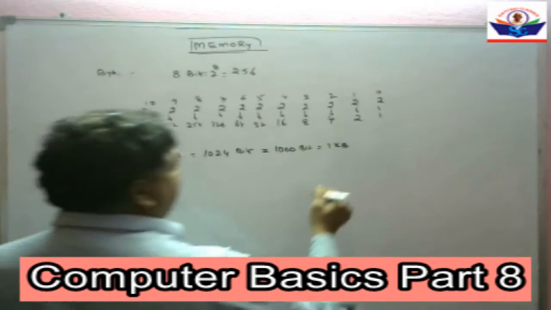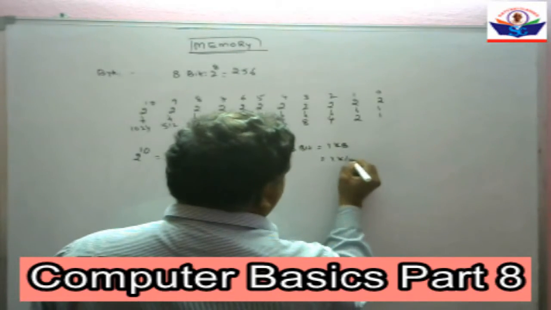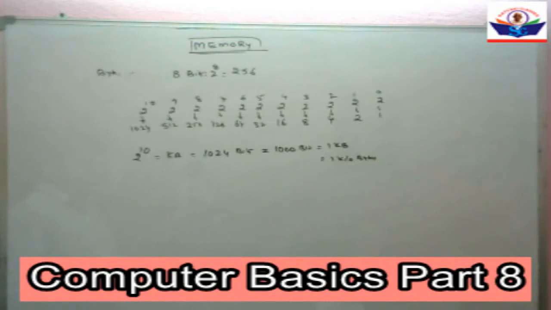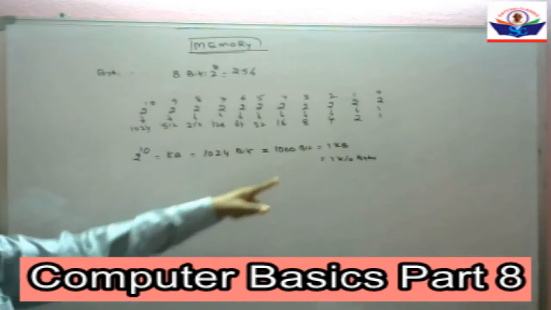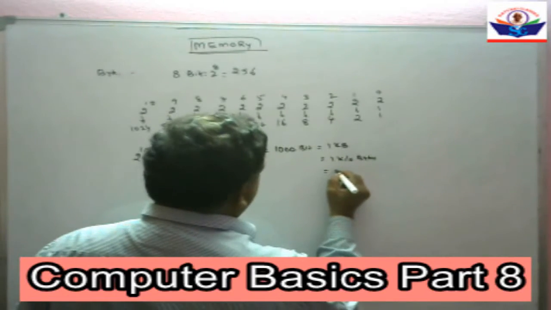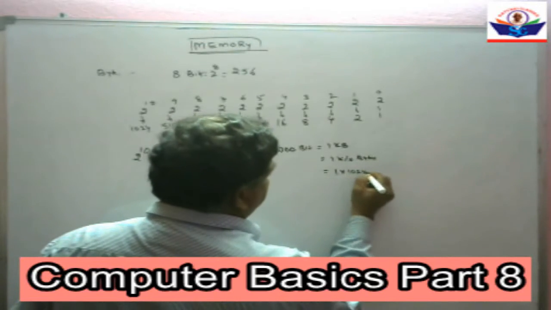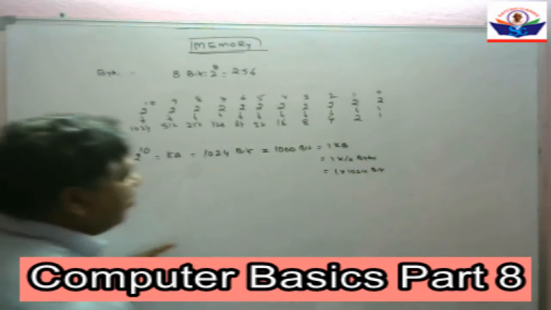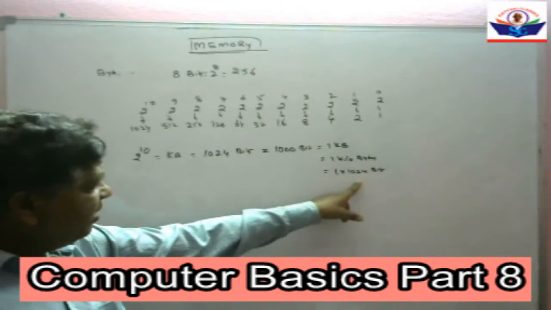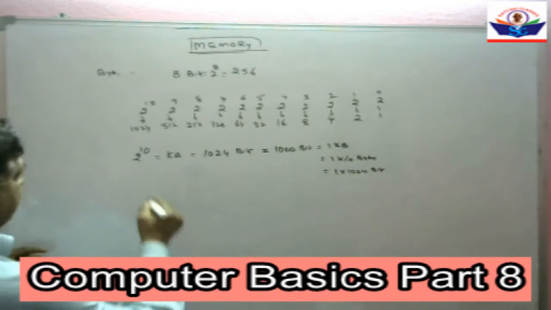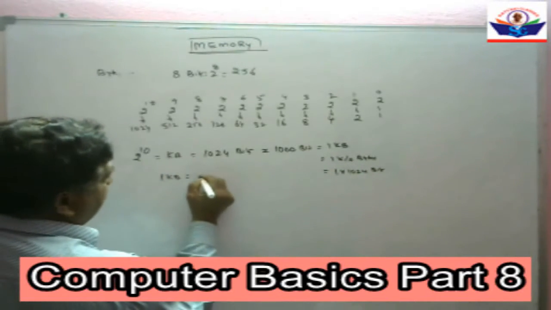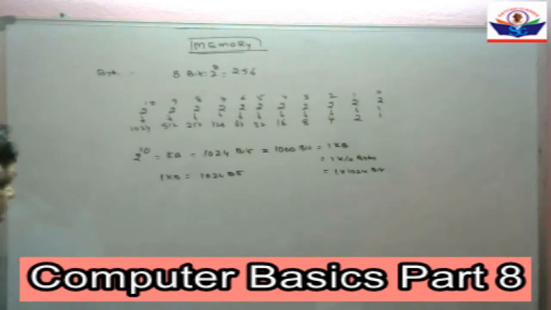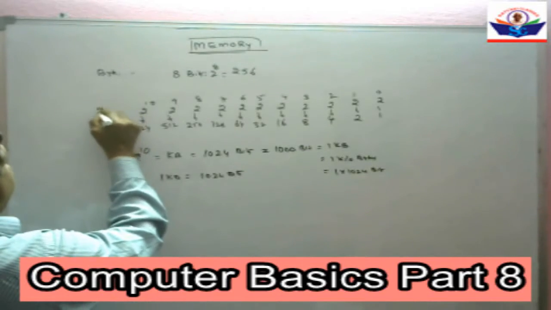1 KB, K means kilo, 1 kilobyte. That is 1 into 1024. So 1 kilobyte is equal to 1024. Now 2 to the power of 11.